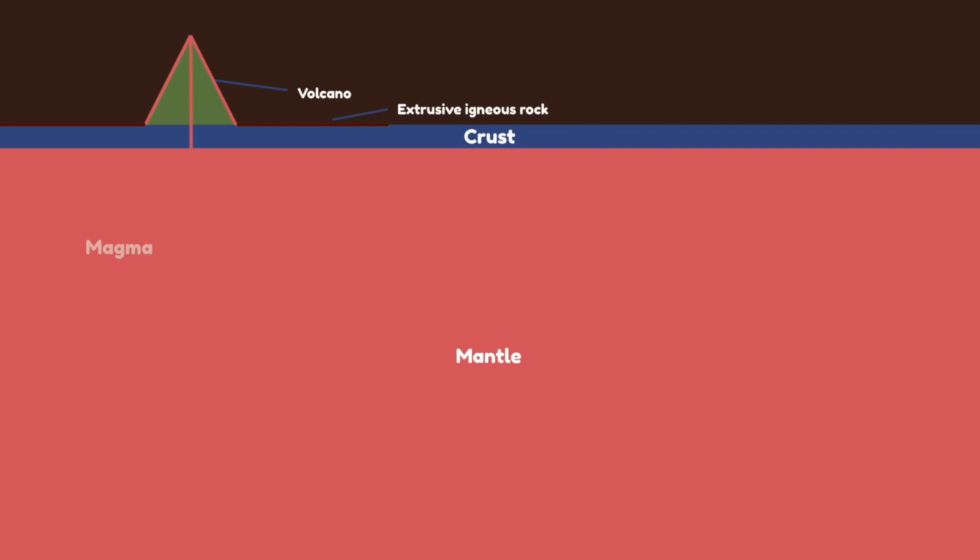While if the magma cools over extraordinarily long periods of time and is pushed out of the Earth, it forms an intrusive igneous rock.